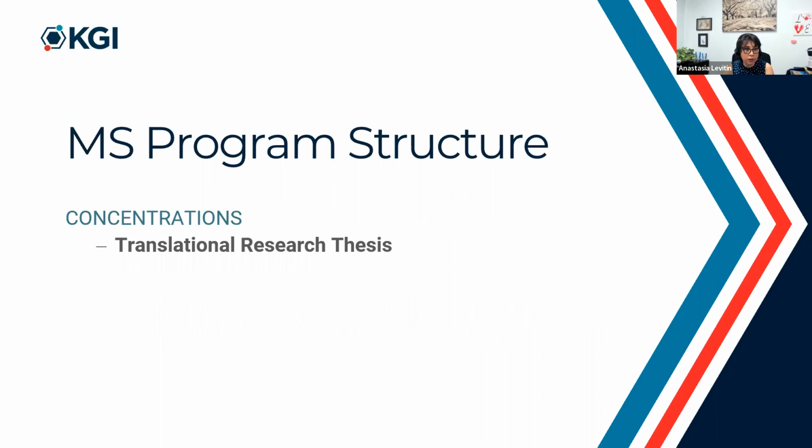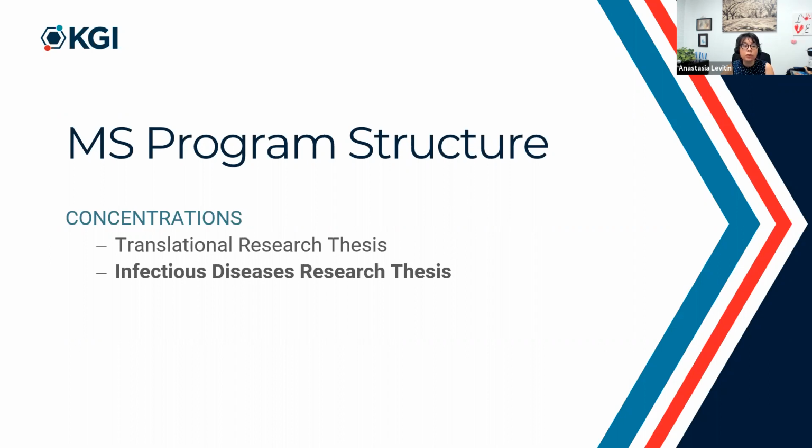So 6 concentrations are available. They are translational research, where students work on experimental lab or bioinformatic projects dealing with cancer, neurodegenerative diseases, autoimmune diseases. There's a lot of research in different areas, applied translational research that is going on at KGI that students can take advantage of. There's also infectious disease research, which allows students to work on infectious disease related projects, understanding the molecular basis of infectious diseases, working on developing medical devices and diagnostics for these diseases.